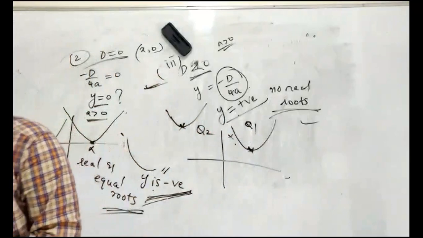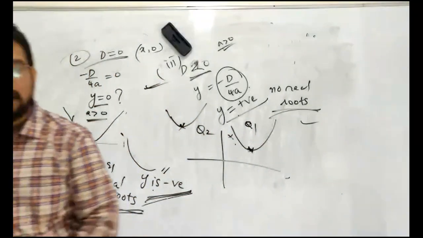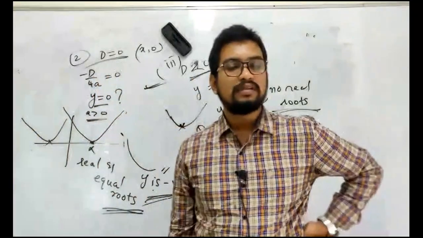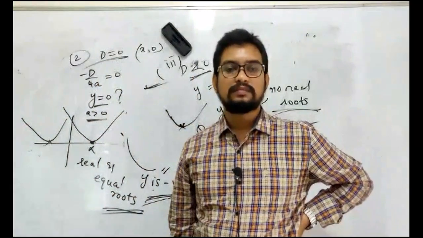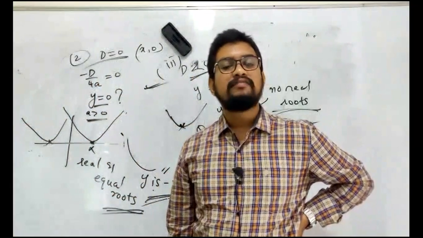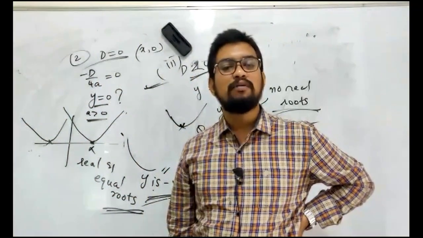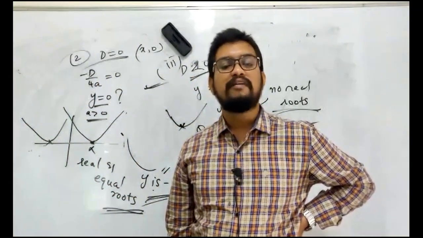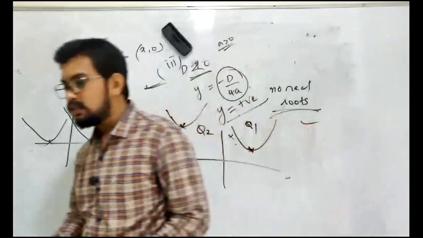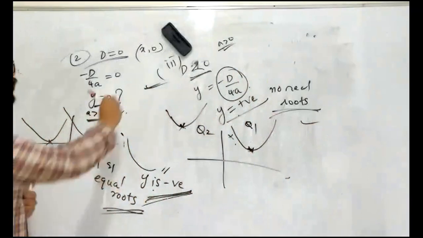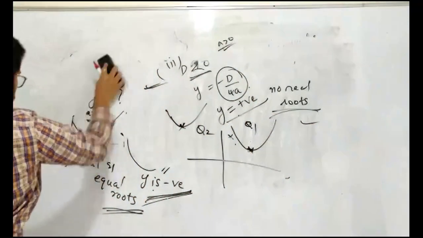Note, next note you write down. For the parabola y is equal to ax square plus bx plus c.